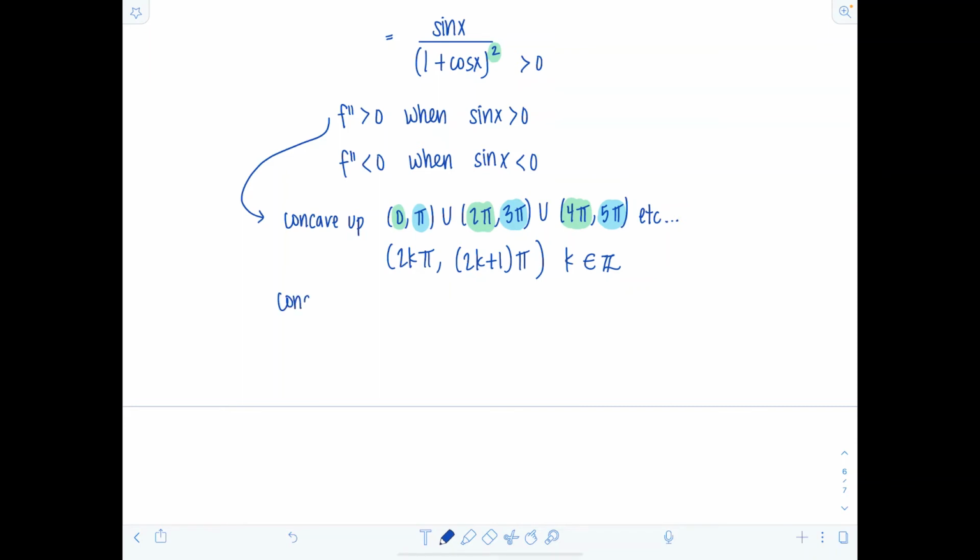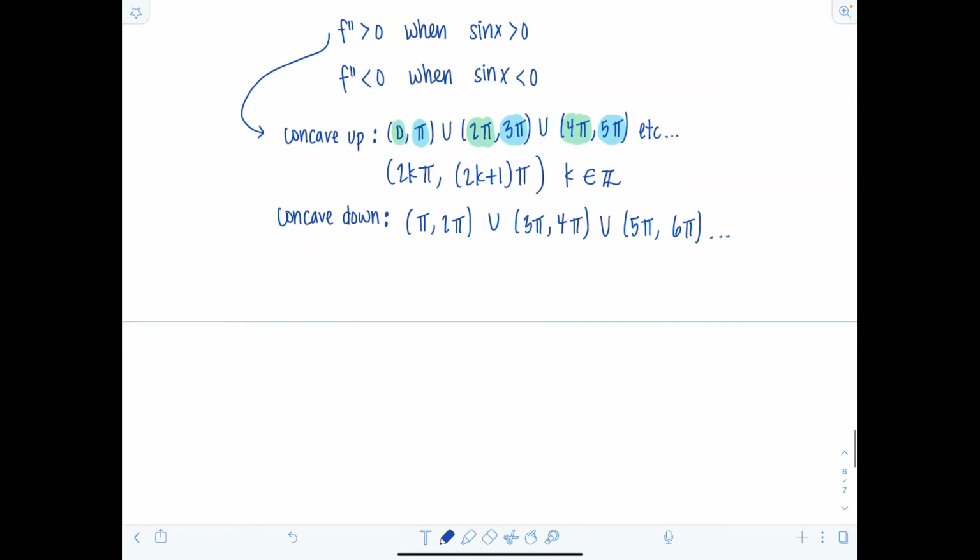Now, where is the graph concave down? It's concave down everywhere sine is negative. So imagine your unit circle. Sine matches the y values on that unit circle. So when is the unit circle below the x-axis? From pi to 2 pi, and then from 3 pi to 4 pi. I'm just listing out some so we can get the pattern, you see? And then again from 5 pi to 6 pi, etc.